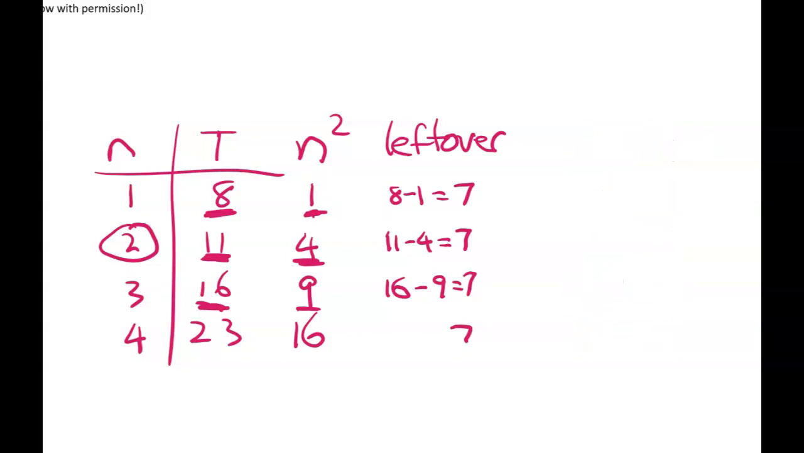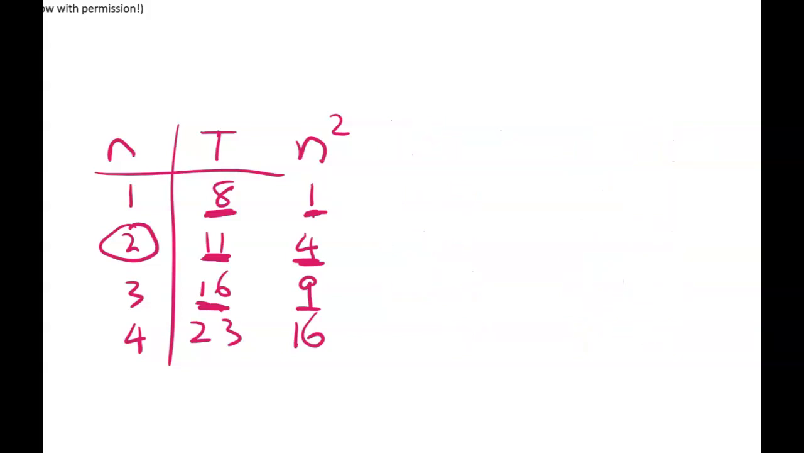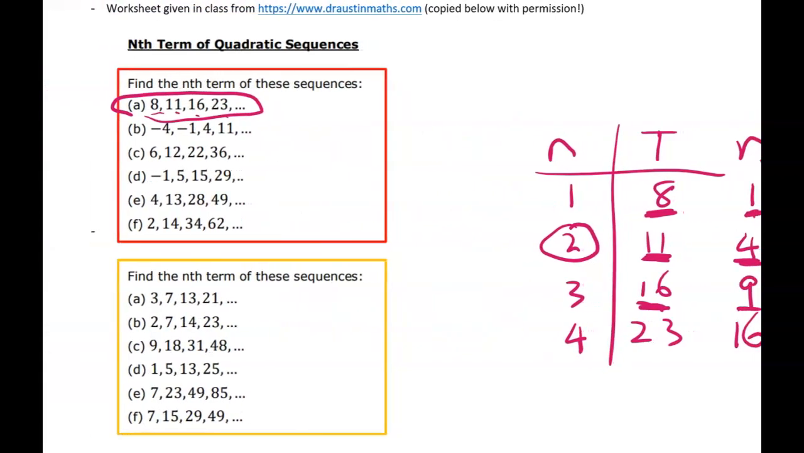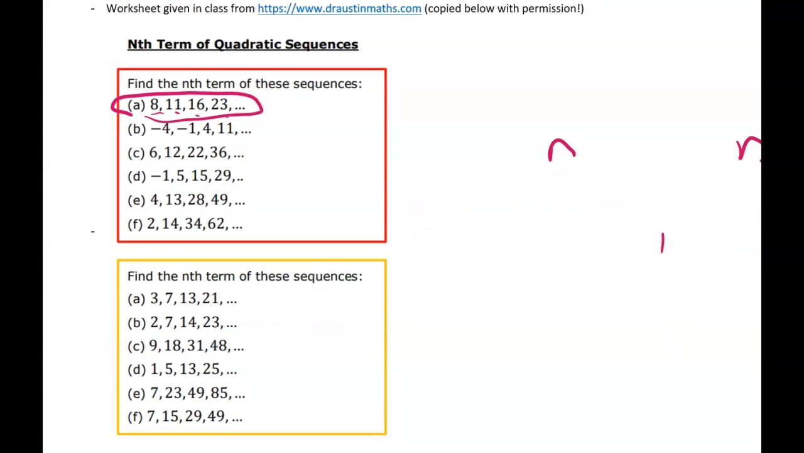I'm going to pause the video back on the screen now, and I want you to try out the next two on your own. So I'll hit pause on recording, and you can hit pause on the video, and I want you to do in your books, try these two. So do a table, figure out the second difference, figure out the n squared part, and then work out the leftover.